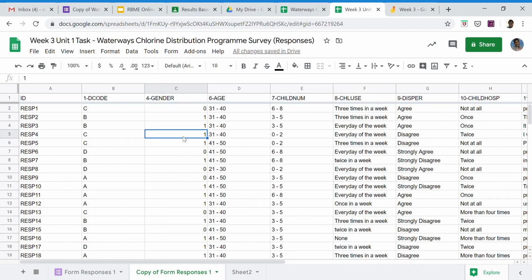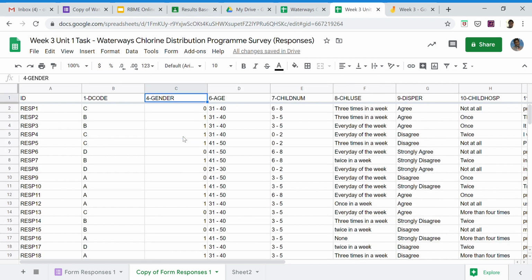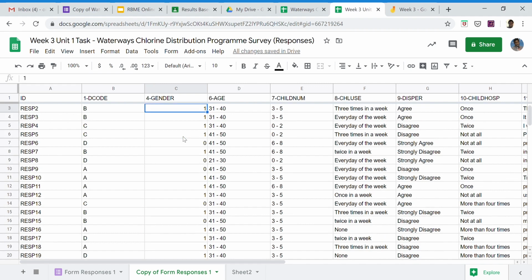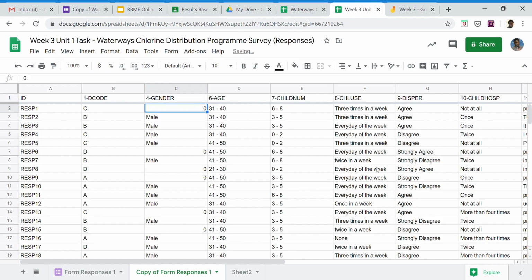So if there's anything remaining here, then it will be the third option, which is prefer not to say, but nobody said prefer not. You can think about that for all these other ones. You could do this as well, like that. But that's just to show that you can turn this into codes here. But I'll Ctrl Z back to a proper version.